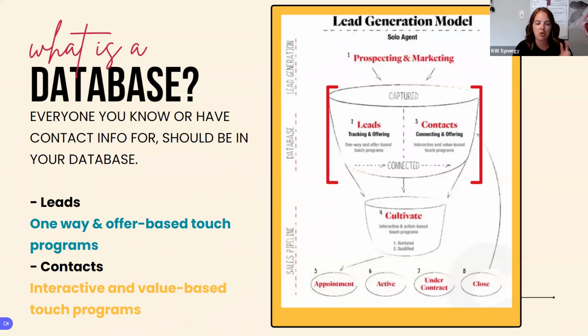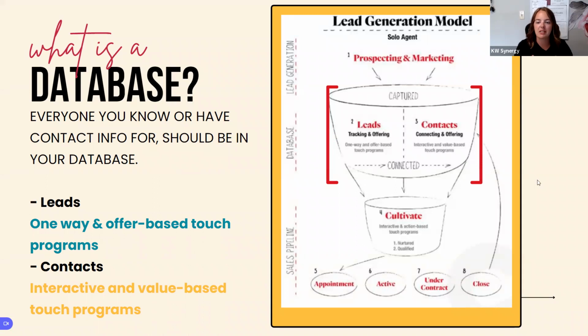You have two different types of people in your database: leads and contacts, and understanding the difference changes everything. A lead is when you are tracking and offering. That is typically a one-way communication, typically you to them. Hopefully that is the only one-way communication. If they are communicating to you and you're not responding, we've got bigger fish to fry. But it is one-way communication, and it is offer-based touch programs. So this is your marketing, and other things that are not as conversational, like commenting on a Facebook post, anything like that.